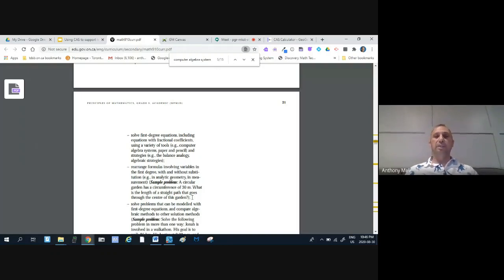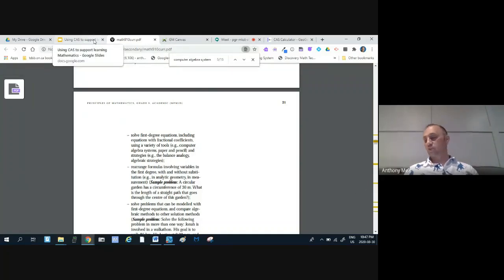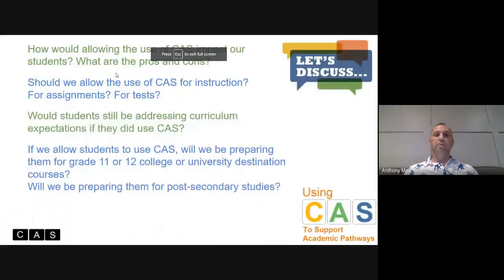So really the list of expectations for which this technology is applicable is quite long, and there are also many examples in the senior grade 11 and 12 document. Have a look, and I think you'll find lots of places where we could be using this technology. I want to leave you with some discussion questions. So if you're working with somebody else, with a colleague, maybe you could take a few minutes to discuss some of these.